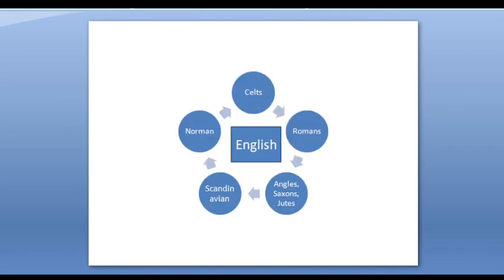Now, here is shown a flowchart where English is at the center, and it is developed in various ages by various tribes and communities. At first the Celts, the early inhabitants, then the Romans, then Anglo-Saxons and Jutes, and then Scandinavians, and finally the Normans. And this English at the center is not the English we use today, it is Old English. So Old English is molded with these influences.